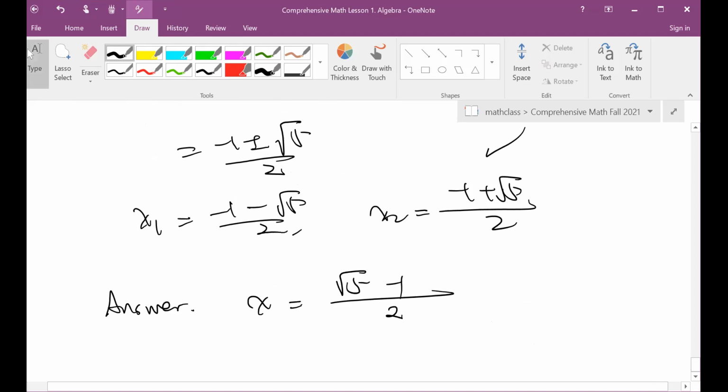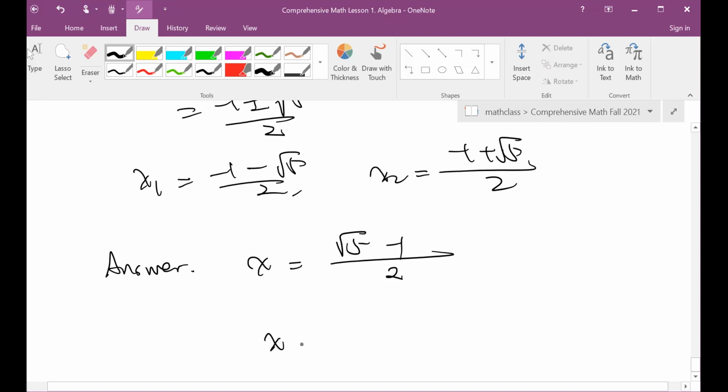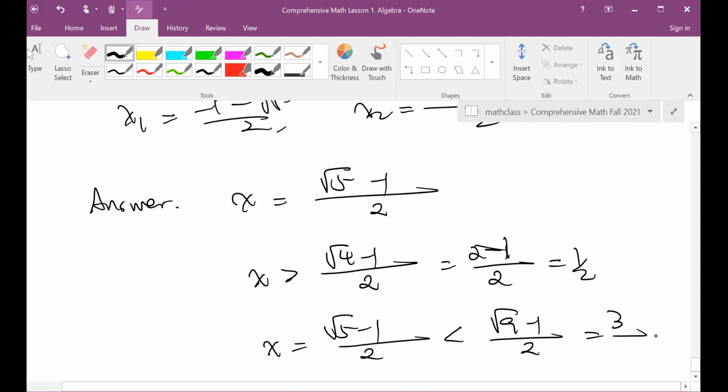Okay, let's look at this number. Is this number larger than 1/2? x is greater than (square root of 4 minus 1) divided by 2, or (2 minus 1) divided by 2, which is going to be 1/2. So this number is going to be greater than 1/2, but clearly it's less than 1. Why is it less than 1? x is going to be (square root of 5 minus 1) divided by 2. It's less than (square root of 9 minus 1) divided by 2. Square root of 9 is 3, minus 1 divided by 2 is 1, right? Yeah, so this is between 1/2 and 1. Okay.